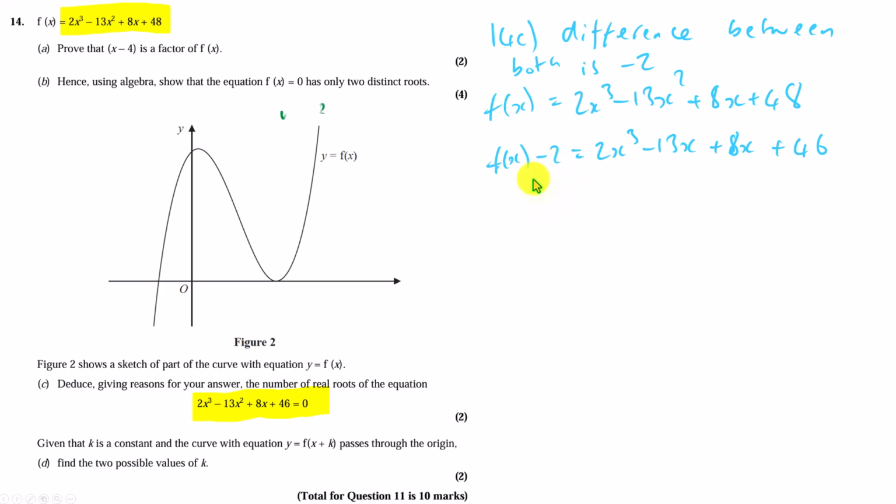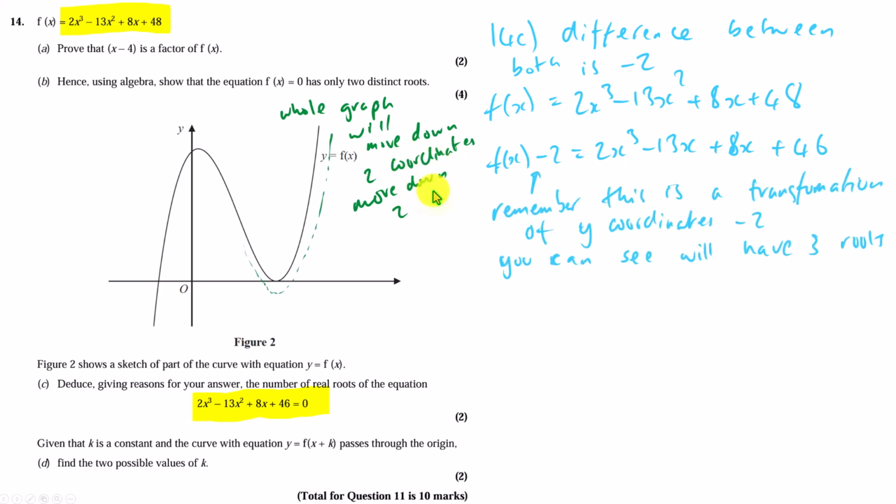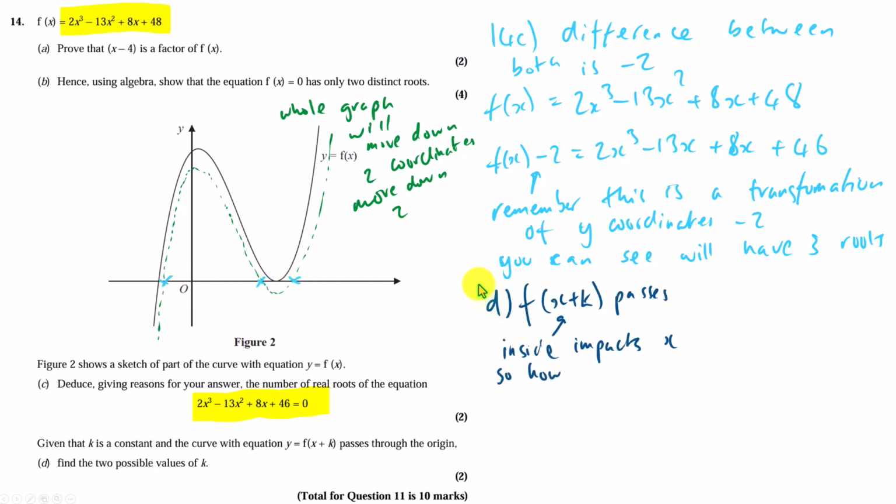The minus 2 is outside the bracket, which affects the y. So this means the whole graph will move down two, so each y coordinate will move down 2. So that's a recap. This transformation of y coordinates all minusing 2. So you can see now it will all have 1, 2 and 3 roots. That's the answer. So part D, you've got f(x plus k) inside the bracket.